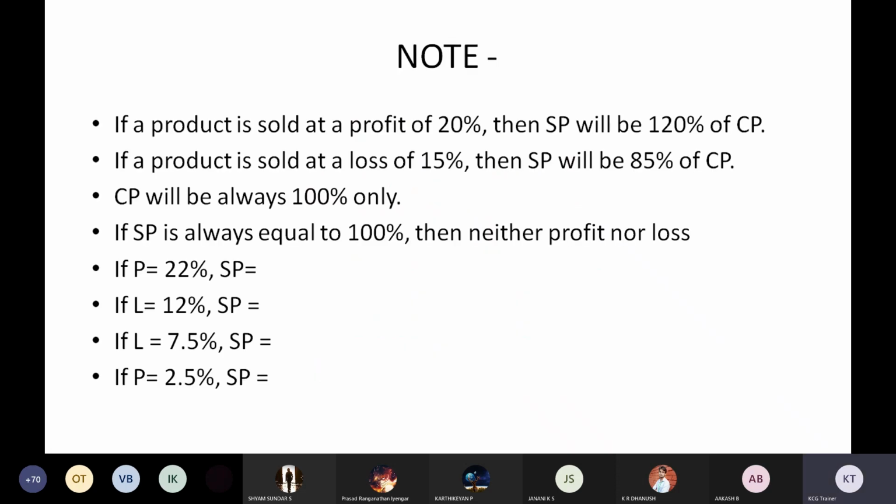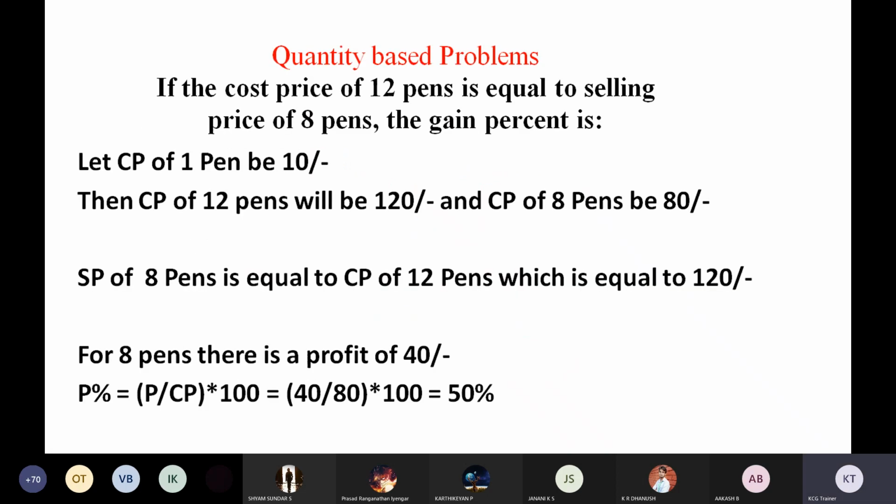Let me give you an example. If the cost price of 12 pens is equal to the selling price of 8 pens, find the profit percentage. In this question, how many pens is he buying? Cost price means he is investing some money to buy 12 pens, and he is selling 8 pens only.